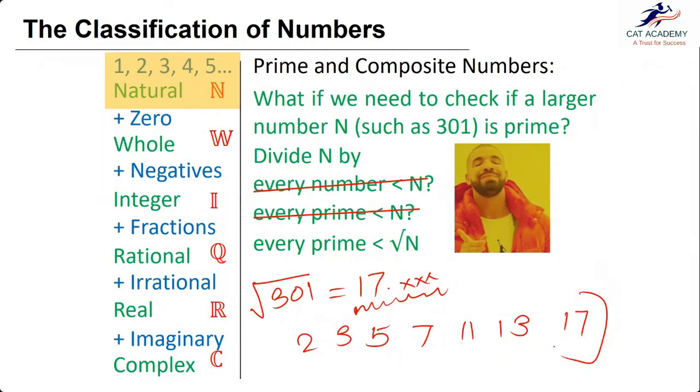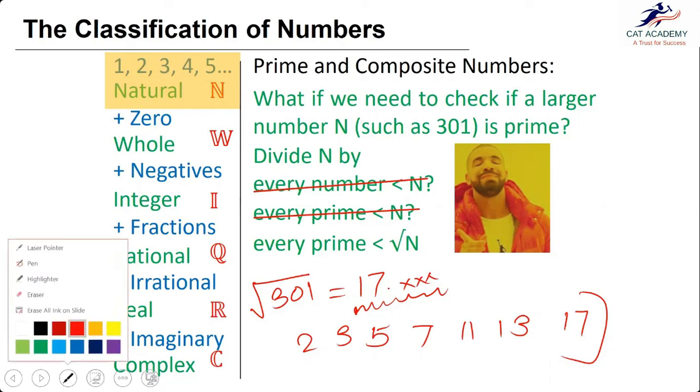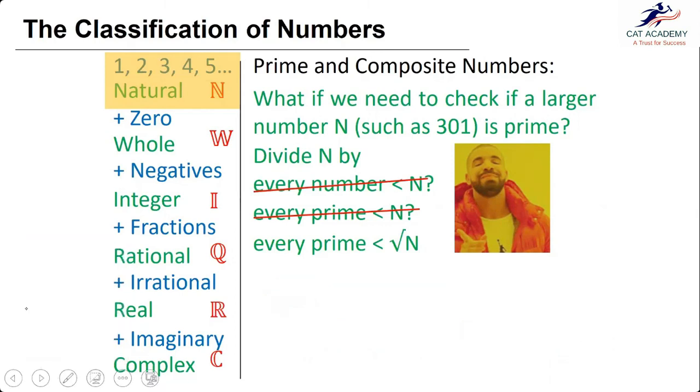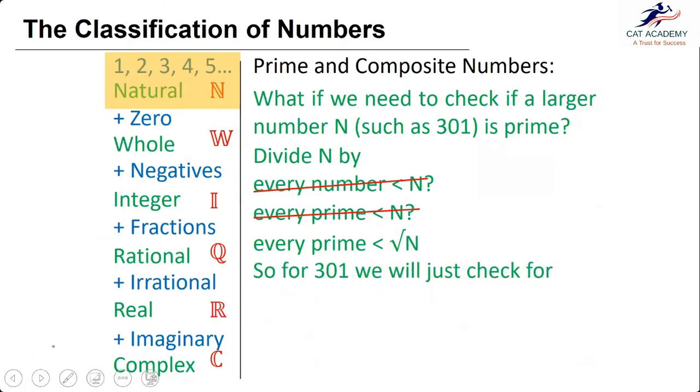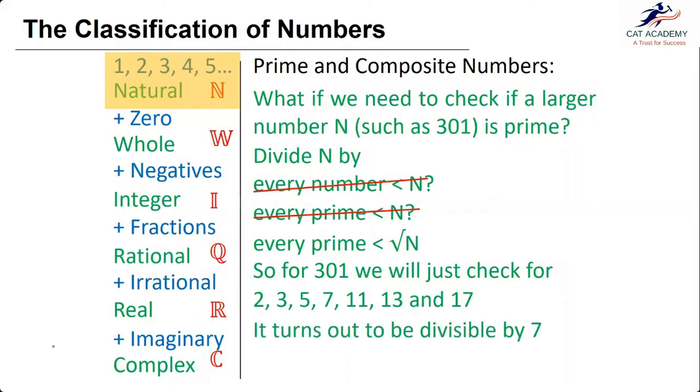Okay? So check for 2, 3, 5, 7, 11, 13, 17. So it turns out that it is divisible by 7. Absolutely right, guys. It is divisible by 7. And that's why 301 is not a prime number. 301 is a composite number. Okay?